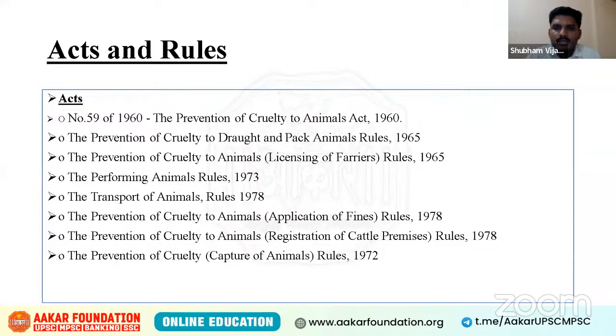again the PCA Act, application of fines, especially fine punishment, paying some amount as a fine. So application of fine comes under this PCA Act only, and it came into force in 1978. One more act is about the registration of cattle premises. This is also an act, and it also came into force in 1978. These all come under the Prevention of Cruelty to Animals Act, the Mother Act, which came into force in 1960. Then capture of animals, one more activity, comes under the prevention of cruelty to animals, and this rule came into force in 1972.